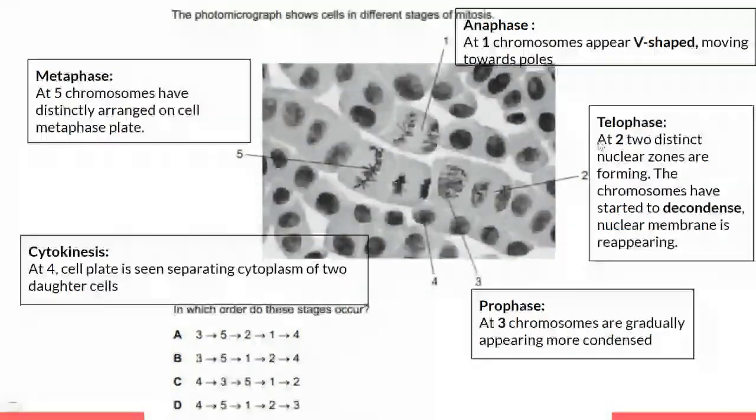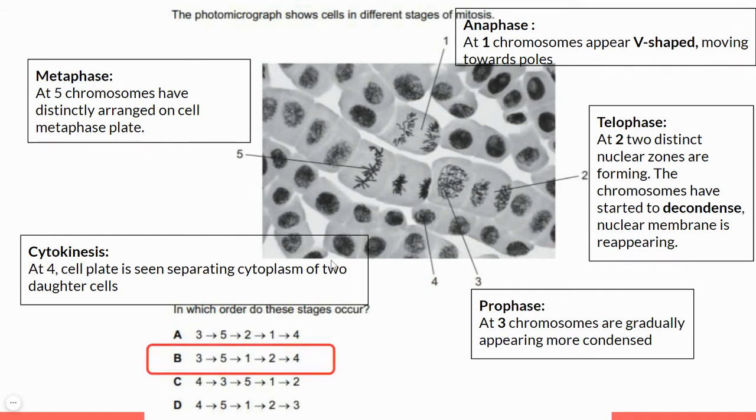What about option B? It says 3, 5, 1. 1 is anaphase. So yes, prophase, metaphase, anaphase makes sense. Then 2, that is telophase. And then 4, cytokinesis. Yes, B is in the correct sequence. And therefore, B is our answer. You can also check the other 2 options before finalizing B as your answer in these kinds of questions.